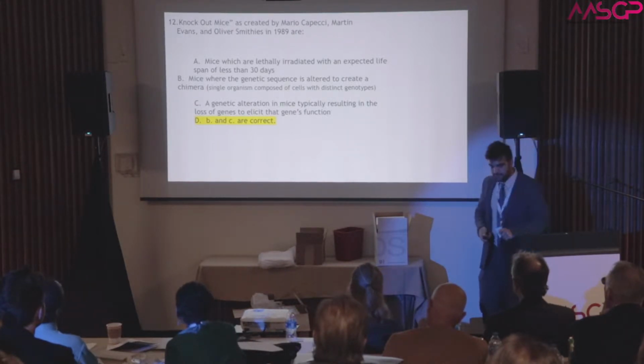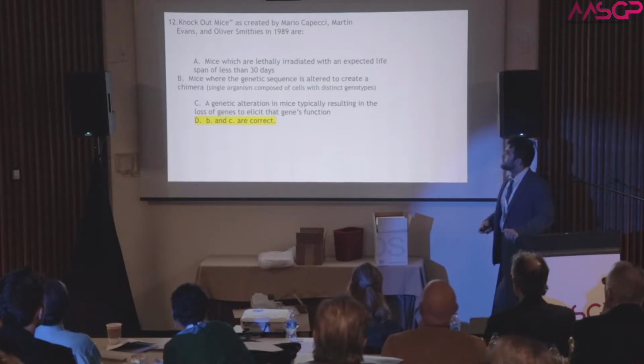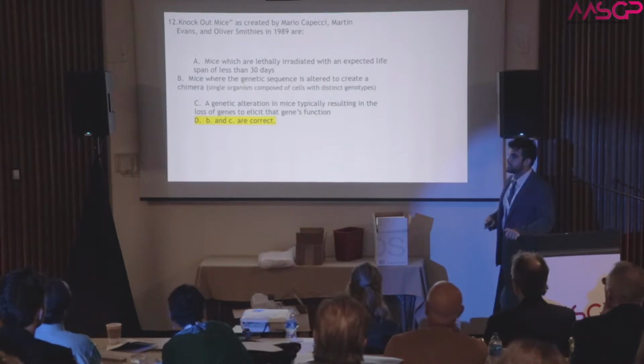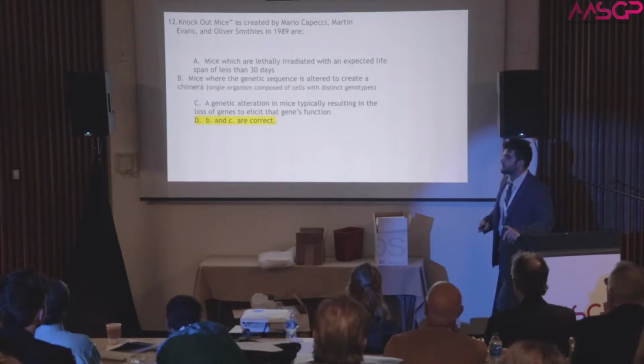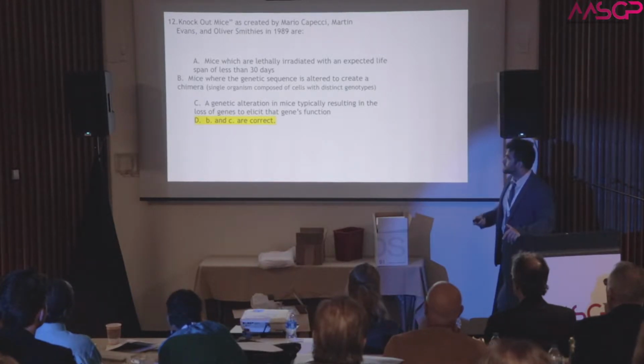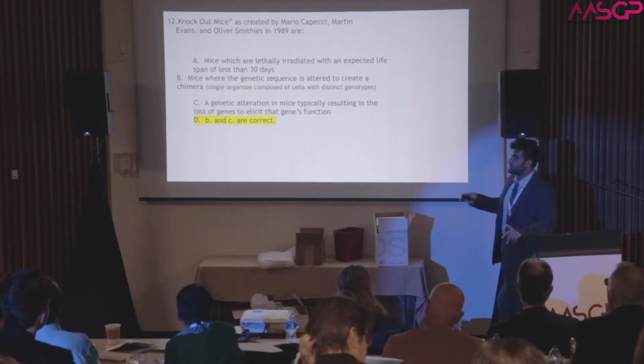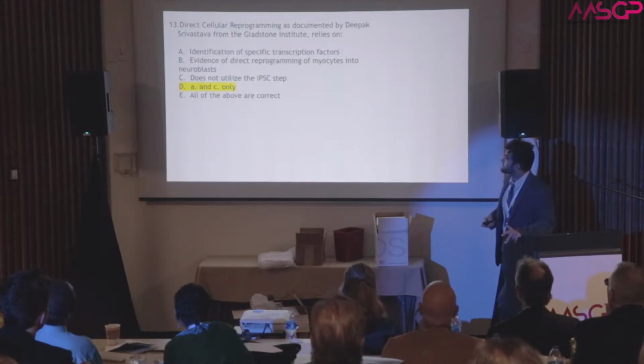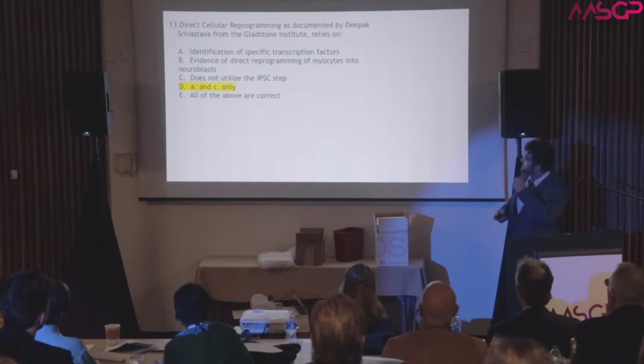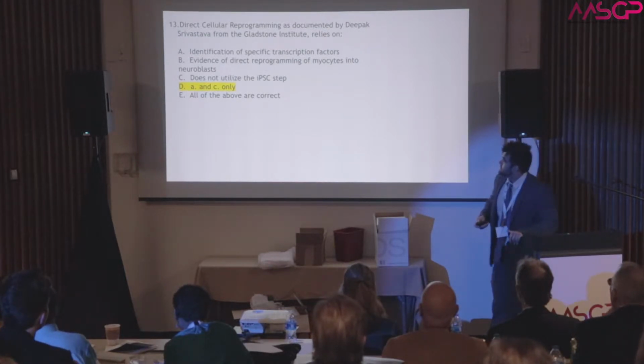Knockout mice, Dr. Bress went over this too. Knockout mice is an important topic. In knockout mice, typically the gene is knocked out, so it's not going to be transcribed and expressed. So A is not describing this correctly. They're not lethally irradiated, but they are mice where the genetic sequence is altered, and they are also chimeras, which is where you have two separate genomes inside one organism. So B and C are correct. Direct cellular reprogramming is documented by the study.